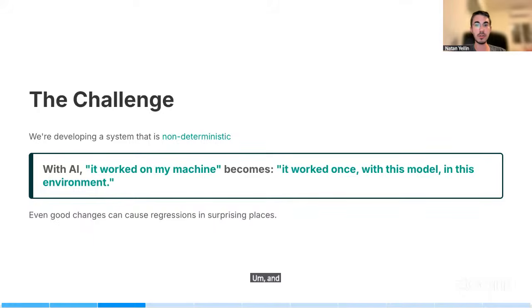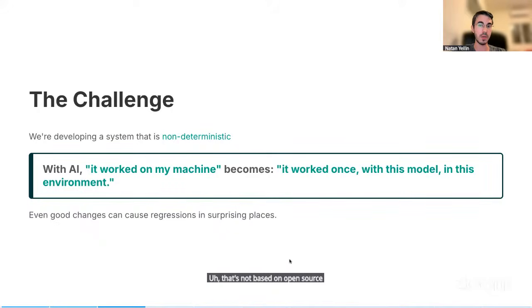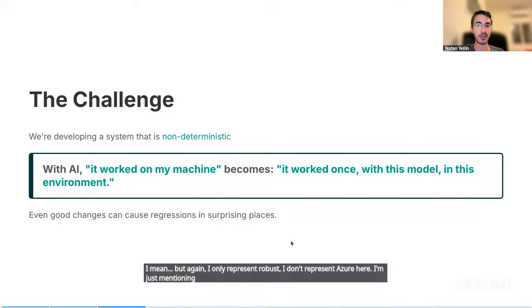And I see there's one question in the chat. Is that what you're using for Azure SRE? So no, there's two different Azure agents. There's the Azure AKS agent. This is what powers the Azure AKS agent. That is newer, now in preview. And it's not related to the Azure SRE, which is a different team. That's not based on open source as far as I know. But again, I only represent Robusta. I don't represent Azure here. I'm just mentioning them because they also use this open source.